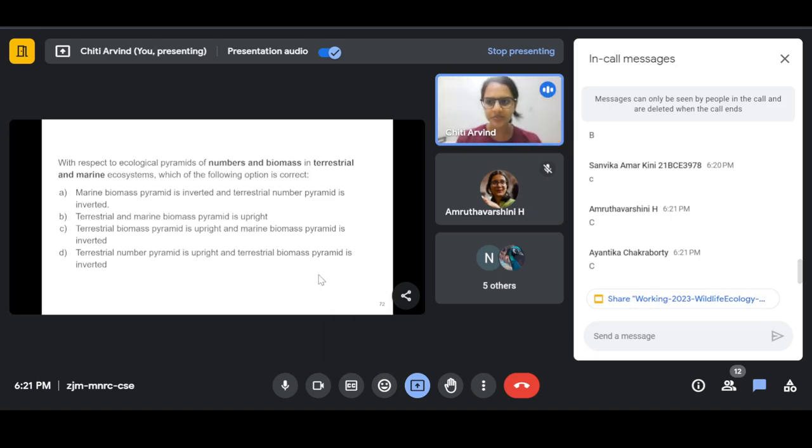So you have the terrestrial biomass pyramid, which is upright, which means that the producers have the largest quantity of biomass, which is all your vegetation, right? Your marine biomass pyramid is always inverted, because you have plankton and primary consumers that are very low in mass. So as you go higher up the food chain, the biomass increases. Whales, for example, are at the topmost level, but they are very few in number. So in a numbers pyramid, it's upright. But when you take a biomass pyramid, it's inverted. Right? Is that clear, concept-wise?